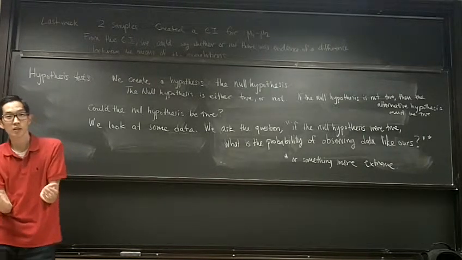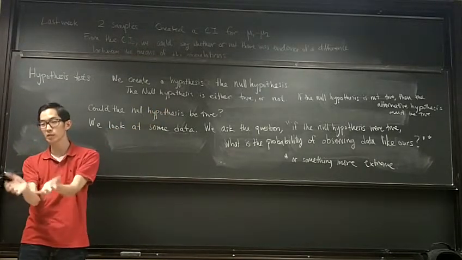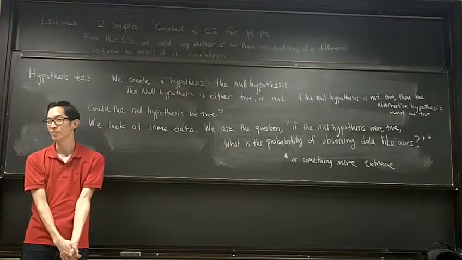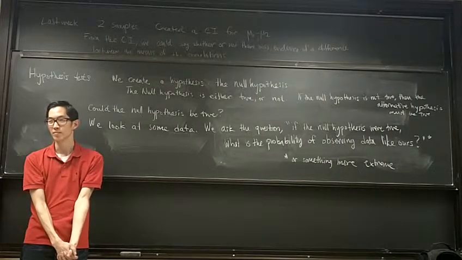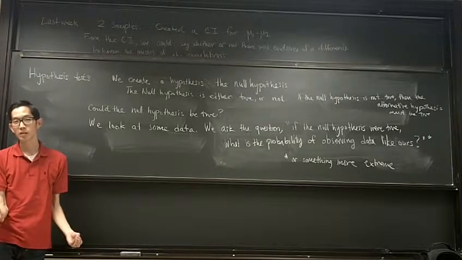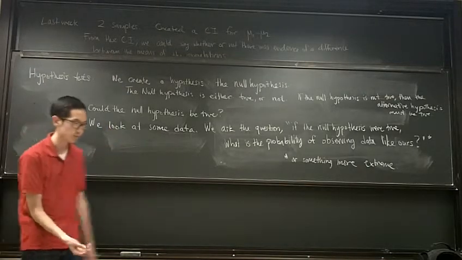Okay. If we're hoping the null hypothesis is true, would we want that probability of observing our data to be high or low? We want it to be high. Okay. And if it's low, then it provides evidence that maybe our null hypothesis is not true. Okay.